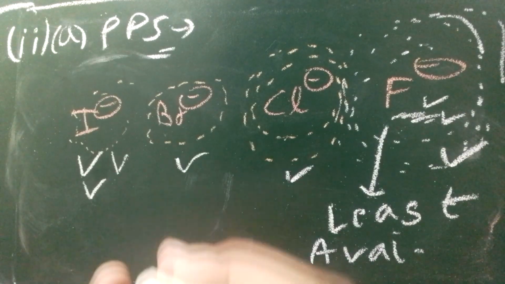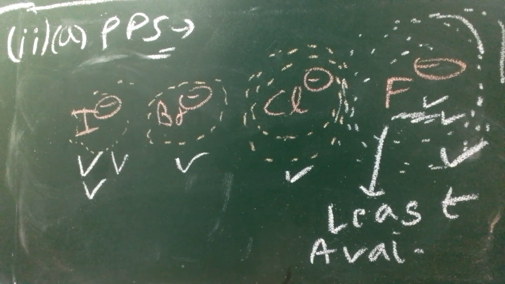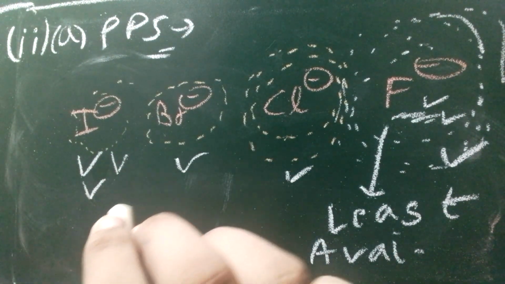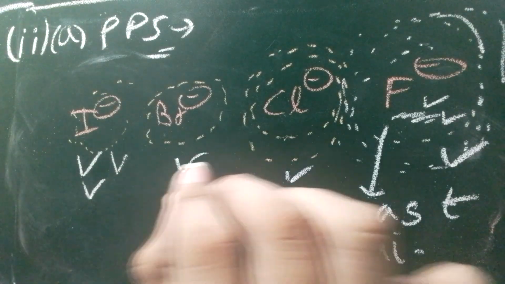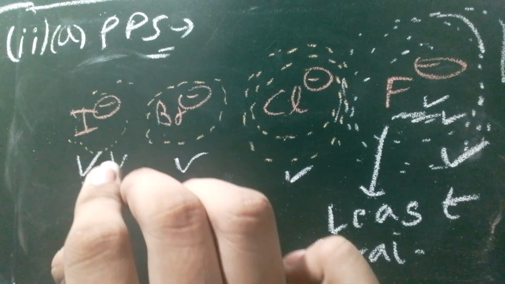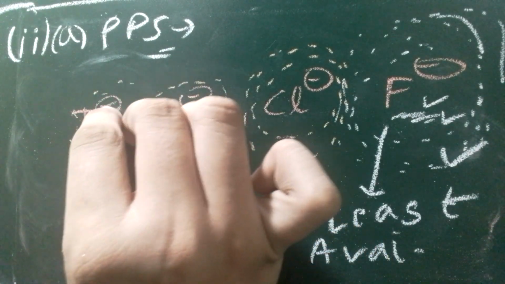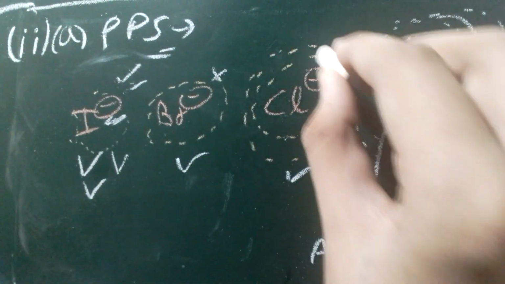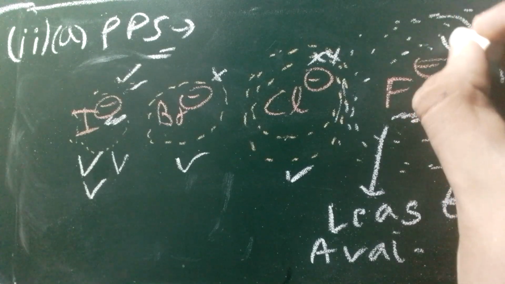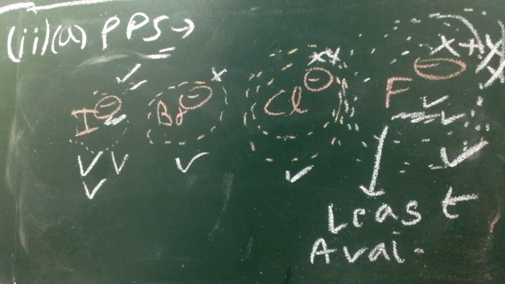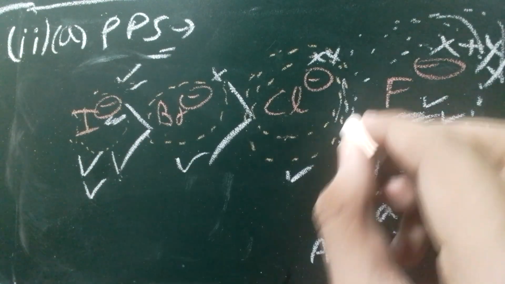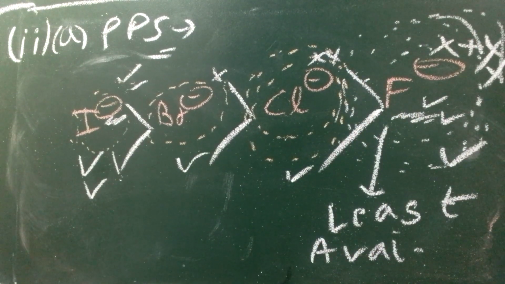So what will happen? I am not talking about the amount of nucleophile present, but I am qualitatively checking their availabilities. Like in I minus, these electrons will be highly available, while these will not be as available, and these will be much less available, and this will not be available. So the nucleophilicity order will be like that, simple.